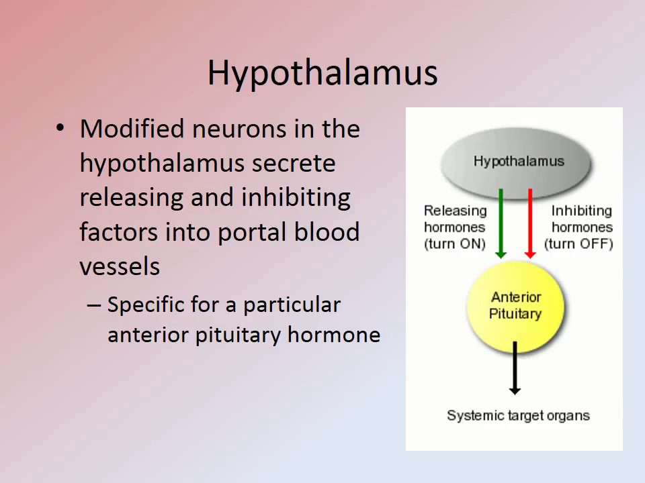So the hypothalamus has modified neurons that secrete releasing and inhibiting factors into the portal blood vessels. And remember, the portal blood vessels are the communication between the pituitary gland and the hypothalamus. It's specific for a particular anterior pituitary hormone. So the hypothalamus is going to release hormones that kickstart the pituitary gland to release those particular hormones. And then that hormone will leave the pituitary gland, find its way to its target organ and the target cells, and create the proper effect.